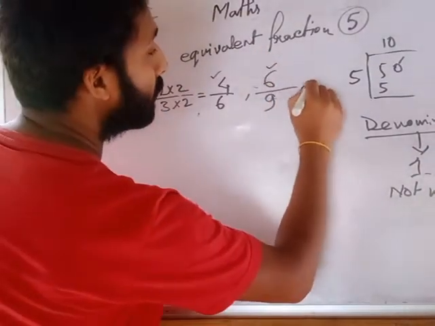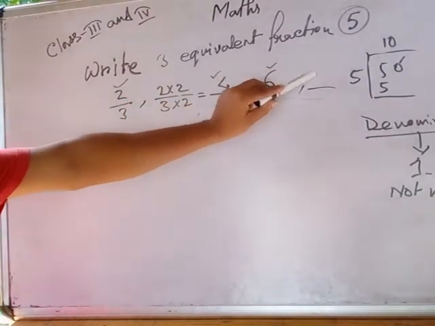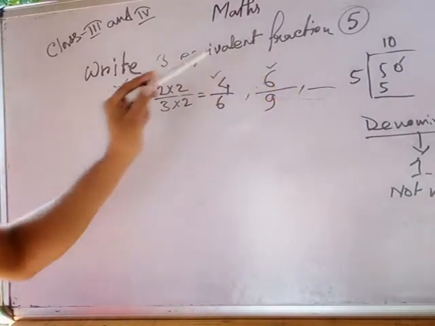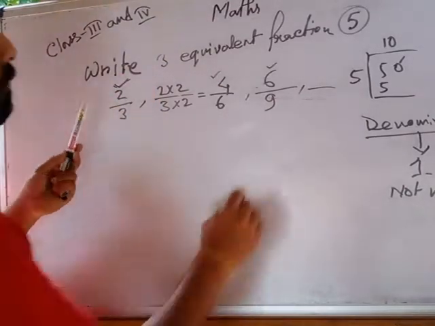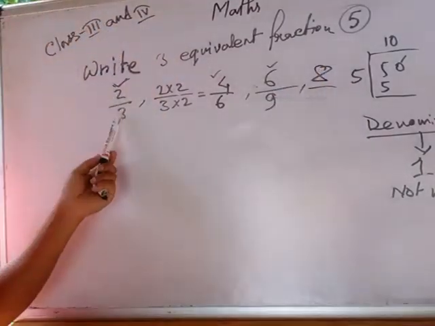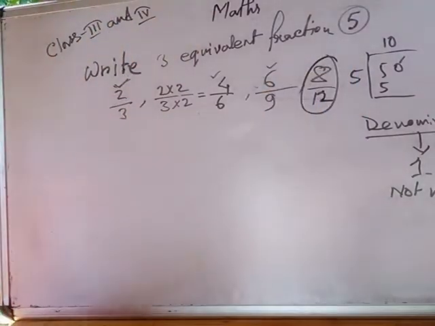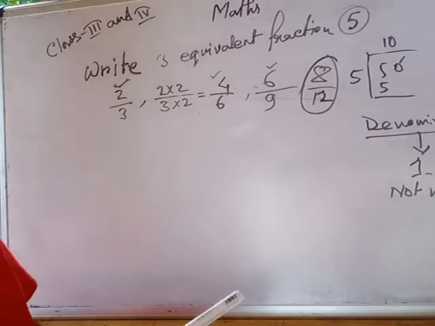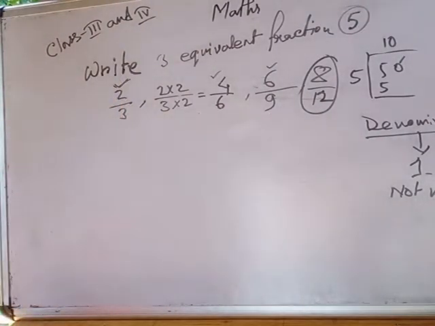Next we should multiply 2 and 3 with 4, 5 and so on. If we multiply with 4, 4 2s are 8 and 4 3s are 12, so that means 8 by 12. So these are the equivalent fractions of this fraction.